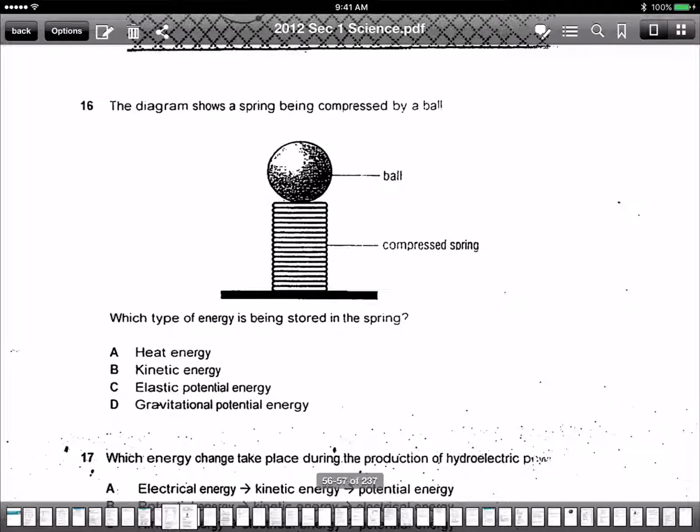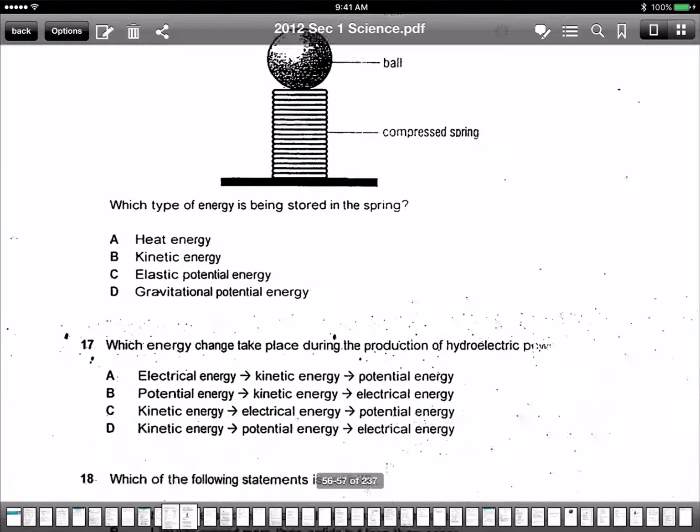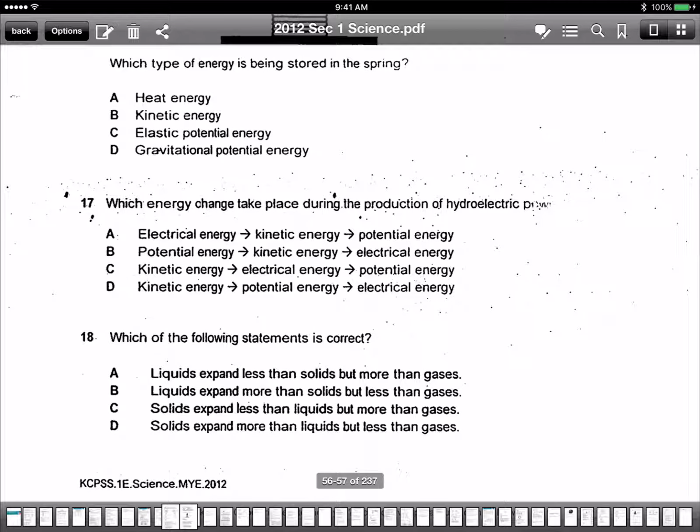Right, spring, what type of energy is in spring? Elastic potential. Which energy takes place during hydroelectric power? What's hydroelectric power? It's from water to electricity, right? So 17 is B. Potential. Why potential? Because it's usually higher ground, so there's gravitational potential. Then it goes through the, what do you call that? Generator. Okay? There's movement, so that's kinetic, and changes into electrical. Alright.